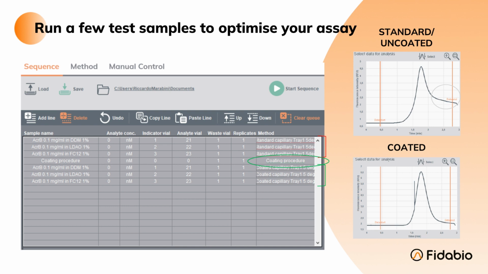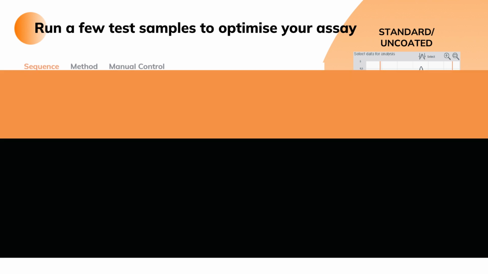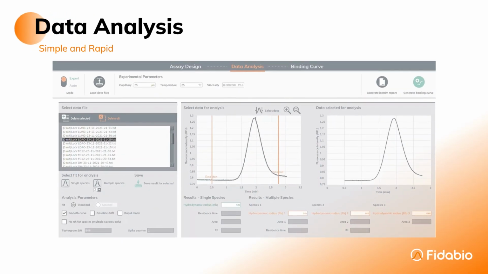If a significant tailing effect is visible, like in the picture on the top right, then it is a good idea to coat the capillary for your screening. Please refer to our assay optimization document to decide which is the best time to take action to avoid tailing effects.